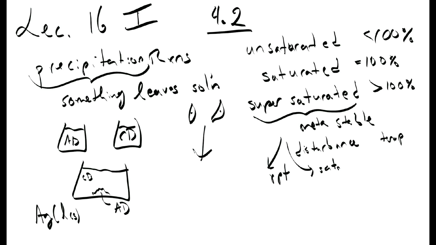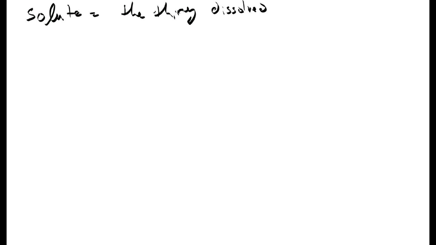Now, the reason I'm going through all this is because looking at precipitation reactions, you are going to have to be able to predict whether there's going to be a reaction or not. So let's talk about solubility. Any potential solute, remember, solute is the thing dissolved, can be soluble or insoluble. Now, you might think that soluble means it will dissolve and insoluble means it won't. And you would be wrong.